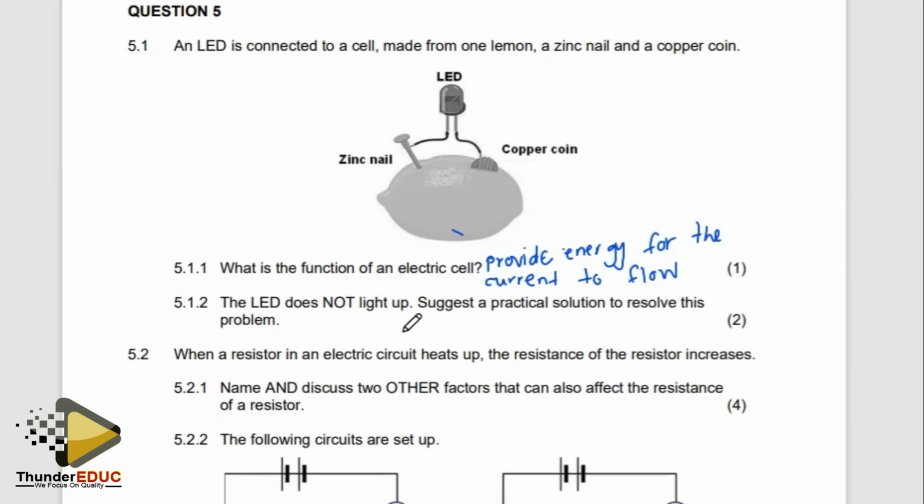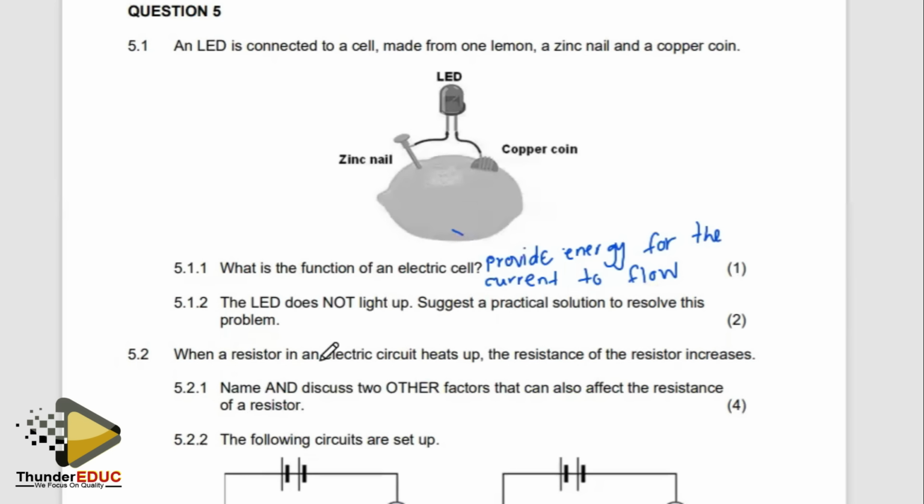The LED does not light up. Suggest a practical solution to resolve this problem. So we're saying we have prepared our simple cell, but then the LED does not light up. What does this mean? This can mean that we don't have enough voltage. So what can we do?